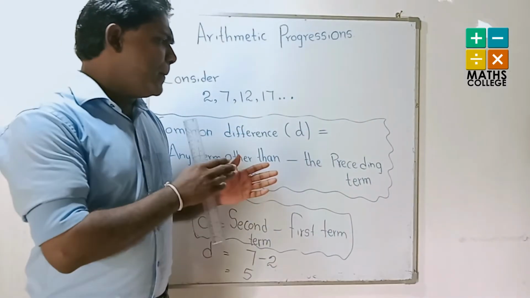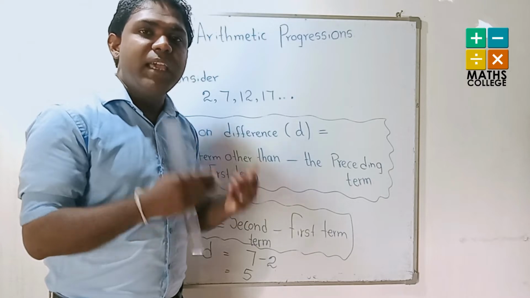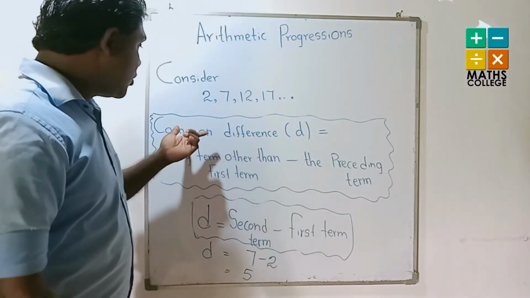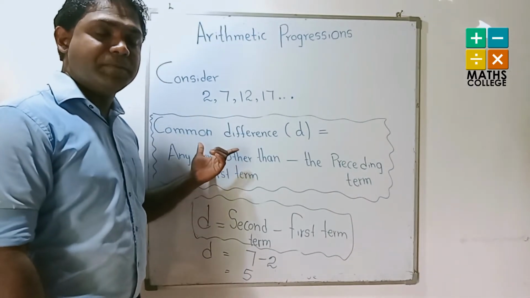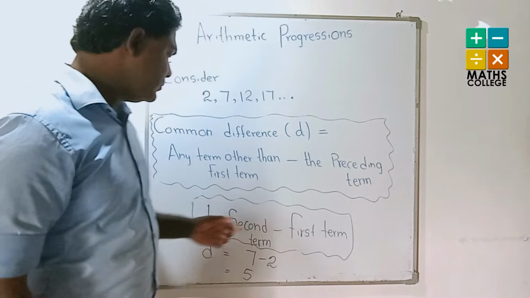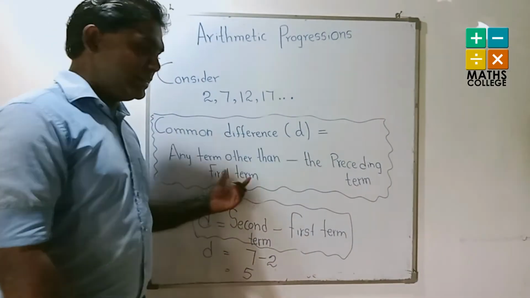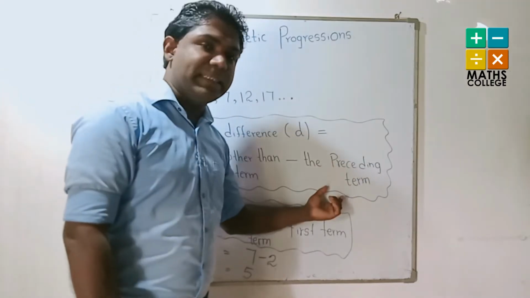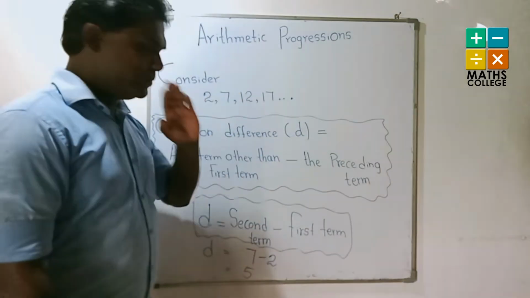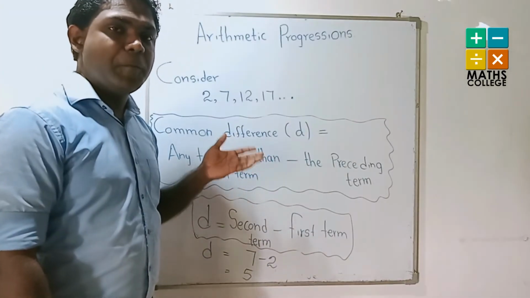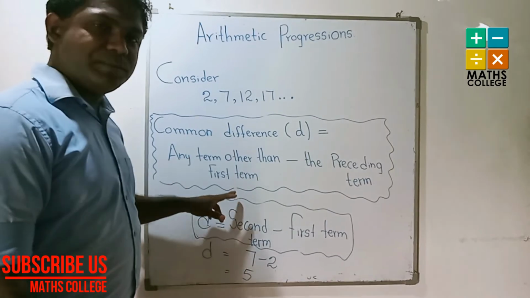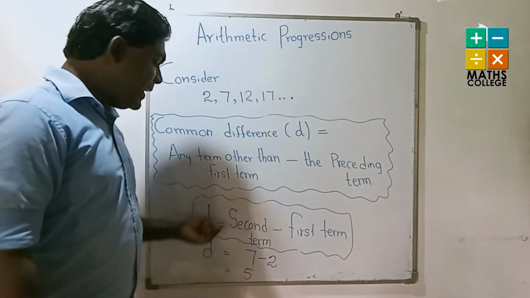Before explaining this, I have to remind you of something new. What is the common difference? The common difference is symbolized by the simple letter D. It is any term other than the first term, subtracting the preceding term. What does that mean? This number pattern has some special features. What are the special features? We can find them by using this formula.